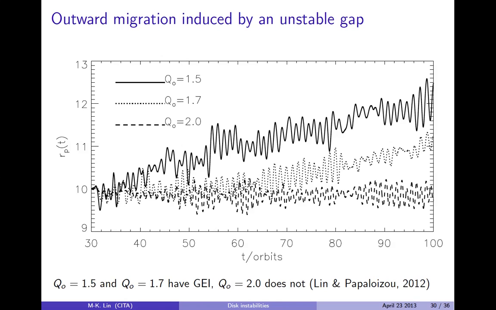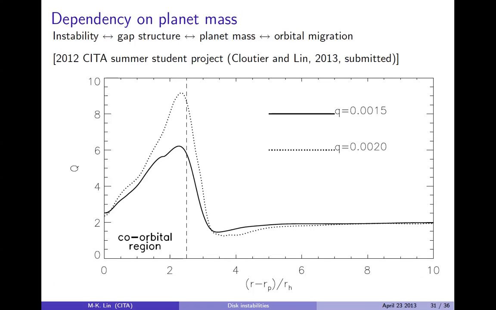Now it's clear that this is a very complicated system, and there are lots of parameters you can vary. One of the parameters is planet mass. The instability clearly will depend on the gap structure, and the gap structure depends on planet mass. Planet mass is, of course, a crucial parameter in orbital migration of the planet. Migration also depends on gap structure, right? So all of these things are connected.